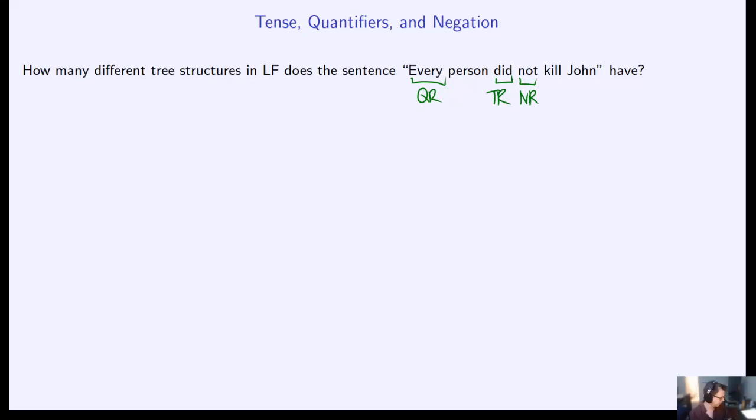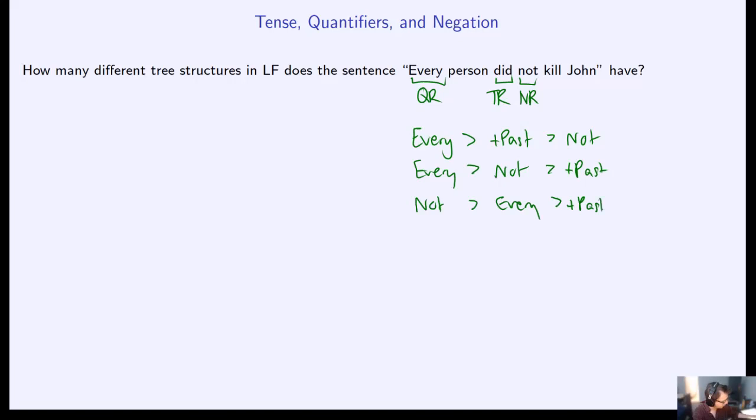So when we think about how many different ways we can order these things, if we think about the different orders, we can either have every at the top and then plus past and then not. If we think of our ordering, we can have every and then not and then plus past. We could have not at the front and then every and then plus past. We could have not and then plus past and then every.